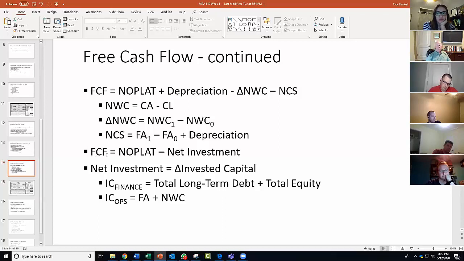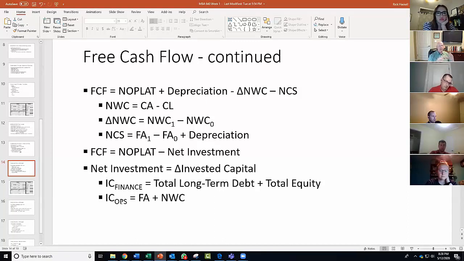When I look at the next equation of free cash flow, NOPLAT minus net investment, well, net investment is the change in invested capital. And invested capital happens to have two definitions, two equational structures, the finance structure and the operations structure. When we're applying invested capital equations to the entirety of the firm, these two equations will yield the exact same numbers, assuming we're doing it correctly.